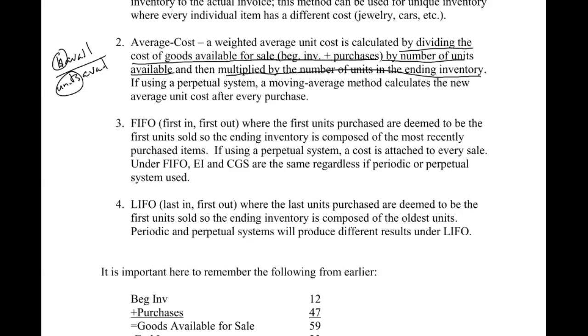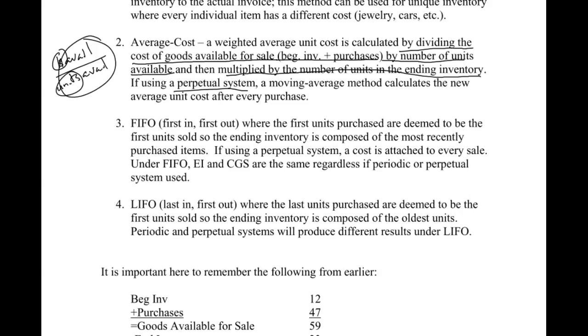So remember, periodic means we just do the inventory at the end of the period. Perpetual means we're always keeping up with inventory. So if we are using a perpetual system, we're going to have to do this calculation right here after every purchase. We're going to have to update our average unit cost after every purchase so we can apply it to the next sale. So definitely a little bit more work there when we are using the perpetual. And remember, most people use perpetual systems.